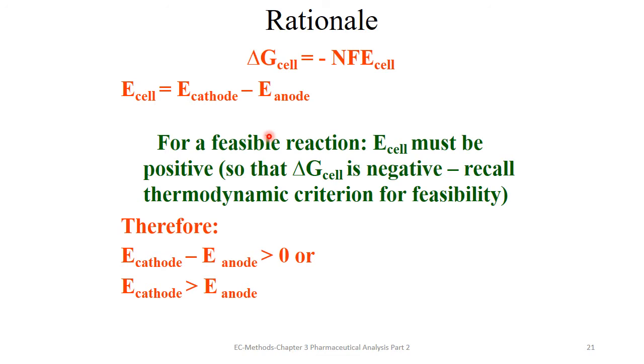In rational, we can say that the overall reaction of the cell is E cell = E cathode minus E anode, and it can also be denoted by ΔG = -nFE cell. For a feasible reaction, the E cell must be positive so that the ΔG of the cell is negative. We can recall the thermodynamic criteria for feasibility. Therefore, E cathode minus E anode is greater than 0, or E cathode is greater than E anode.